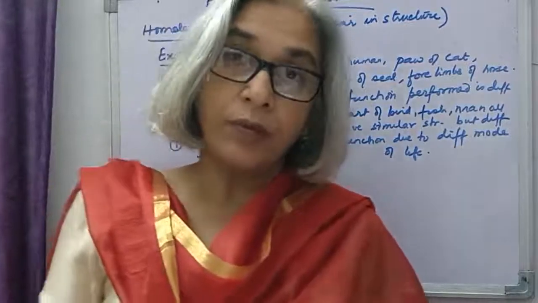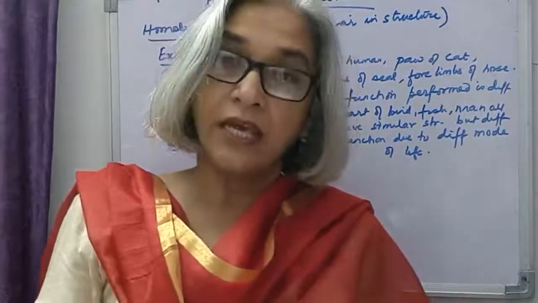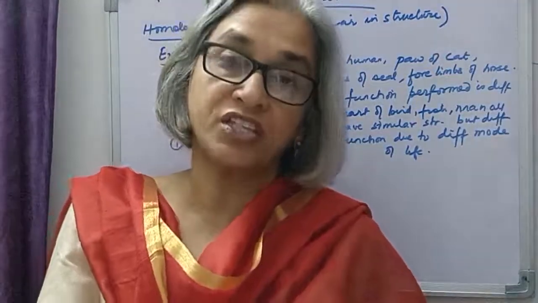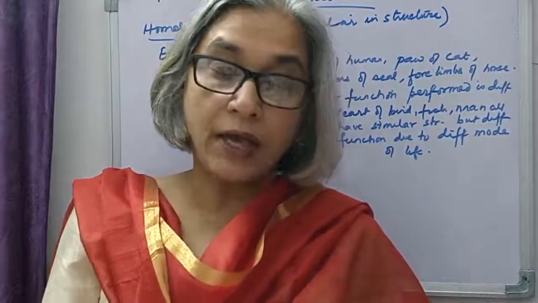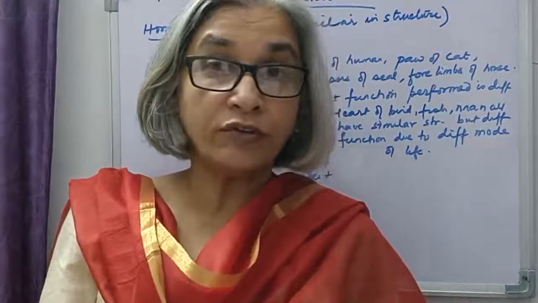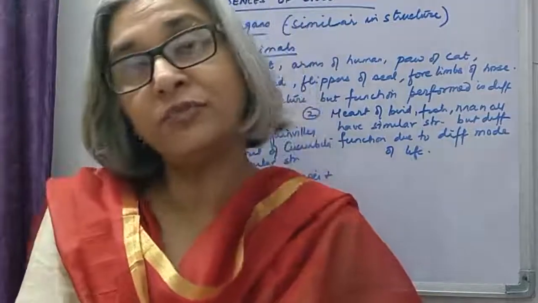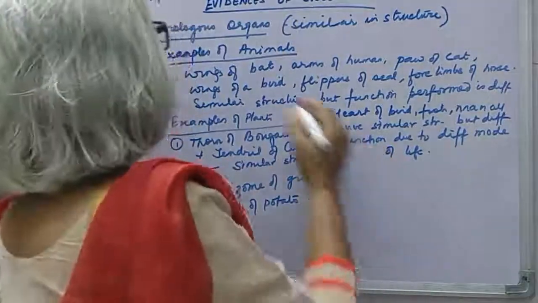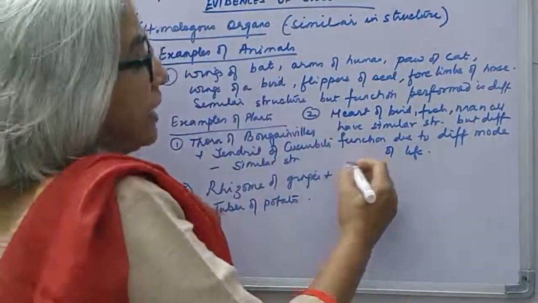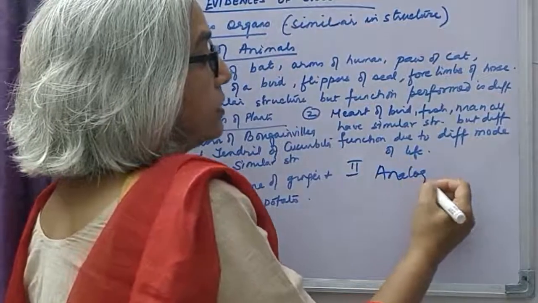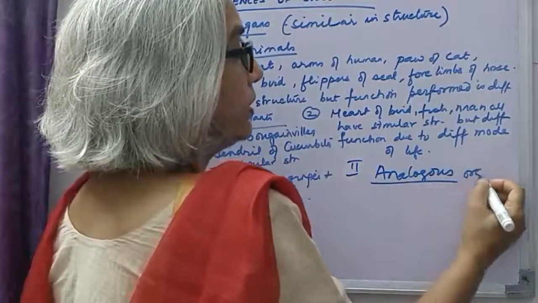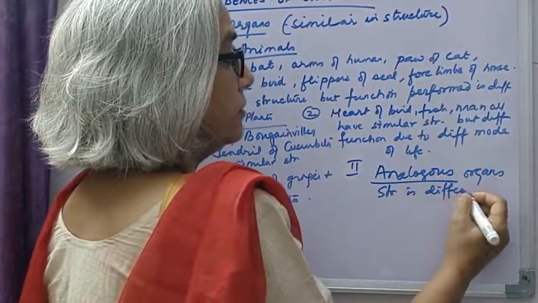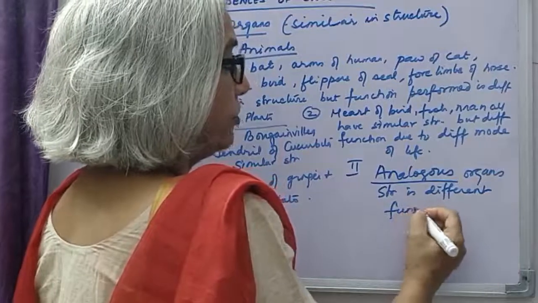Examples that we take from animals: wings of insect and wings of bird. They are both completely different in their internal structure and origin. But in spite of having a different structure, the function performed by them is similar. Both help in flying. So this is one evidence. Second evidence is analogous organs, where the structure is different but the function performed is similar.